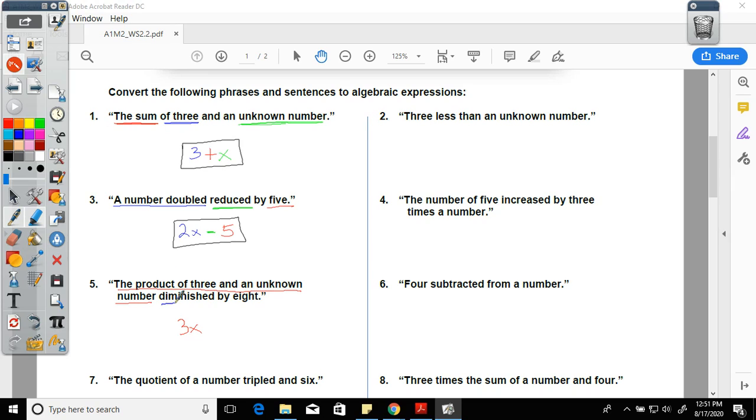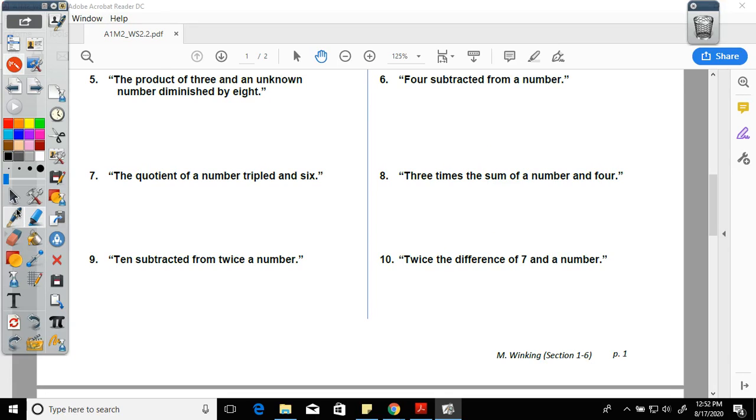Next part, diminished. What does diminished mean? It means subtraction. All right, and what's being subtracted from it? What's it being diminished by? Well, in that case, it's going to be 8. And so 3x minus 8. And there's my solution. All right, so number 7.